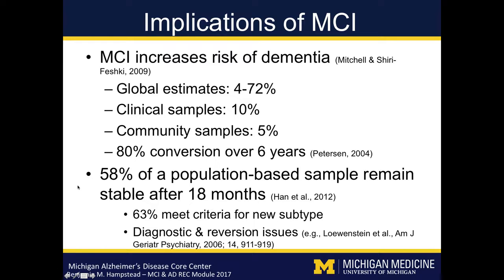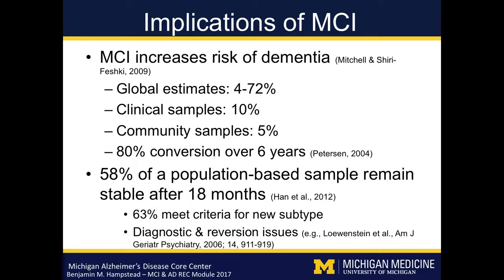MCI increases the risk of dementia, as you can see in global estimates and clinical samples and so on. And I believe that Peterson in 2004 had roughly an 80% conversion rate over a 6-year period, where MCI patients then progressed to dementia. But again, I'll refer the reader to those original works.